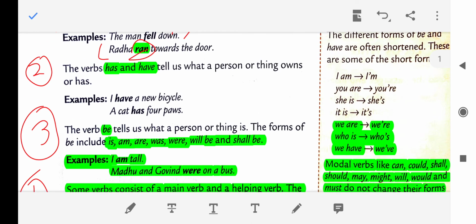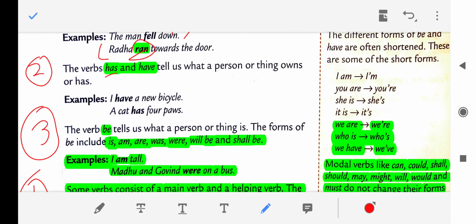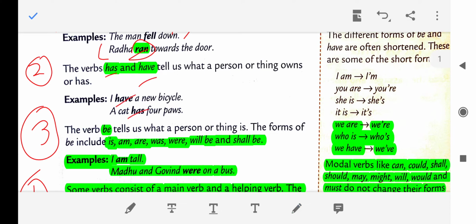Now the second one: the verbs has and have tell us about what a person or thing owns or has. With the use of has and have, we can tell what a person owns. It suggests one kind of ownership. Like, I have a bicycle, I have a new bicycle. A cat has four paws. So by using have and has, we are learning what a person owns.